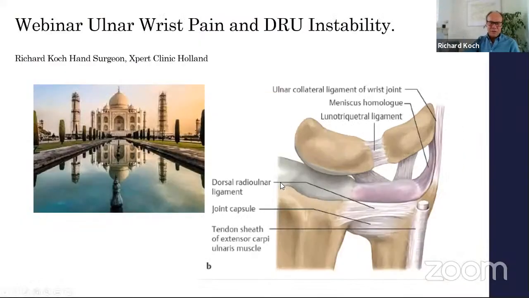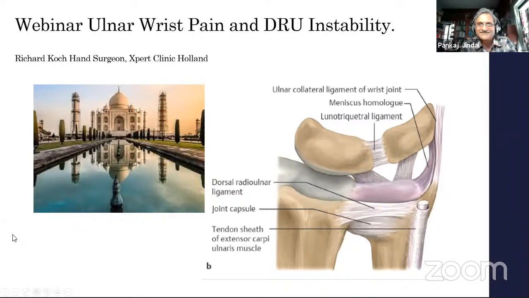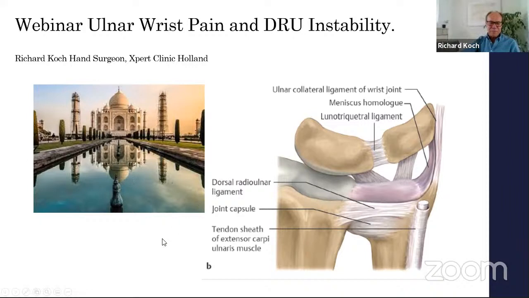That's right. Is it visible for all of you? Yes. Do you see the presentation? Yes, perfect. Okay, good. So thank you very much for joining in for the second time. Last time I forgot my presentation, but I think I can do it right now, with this presentation on wrist pain, but especially on the instability of the distal radioulnar joint.